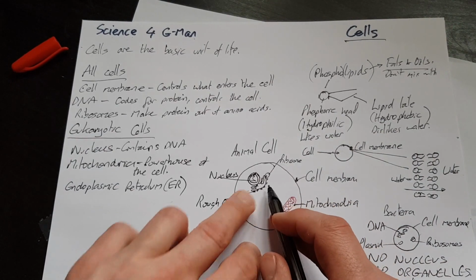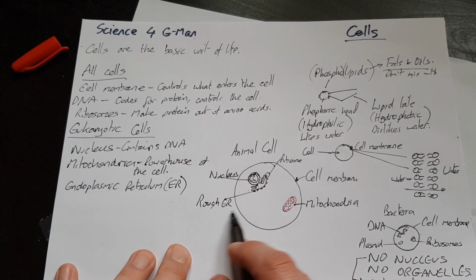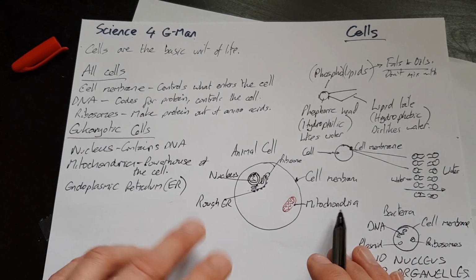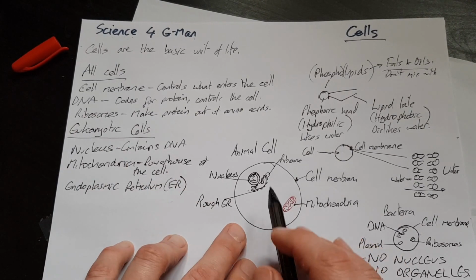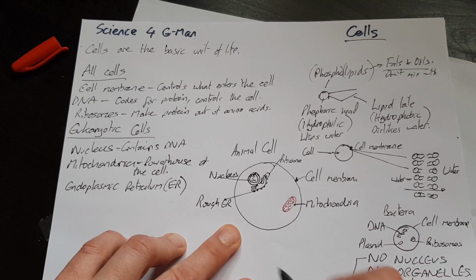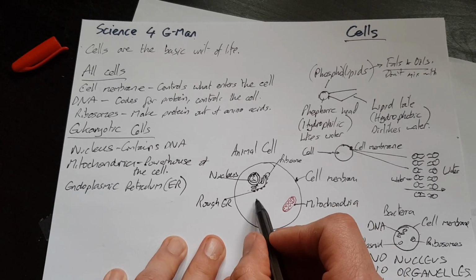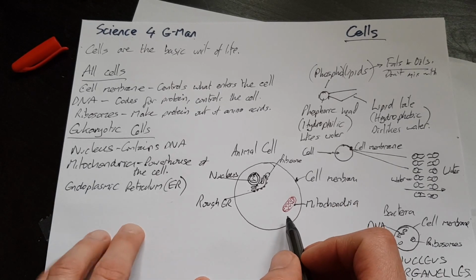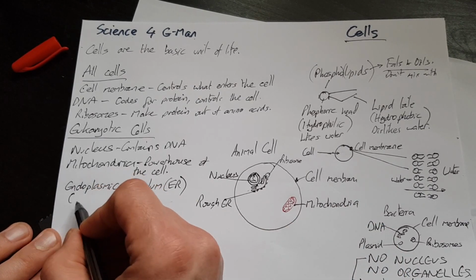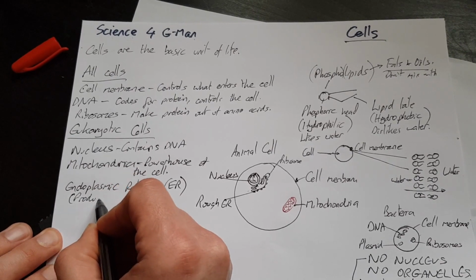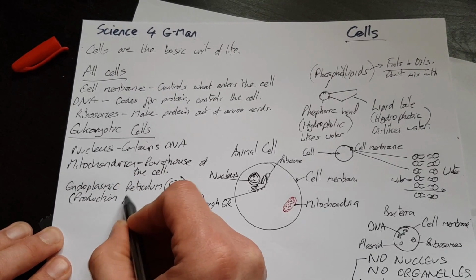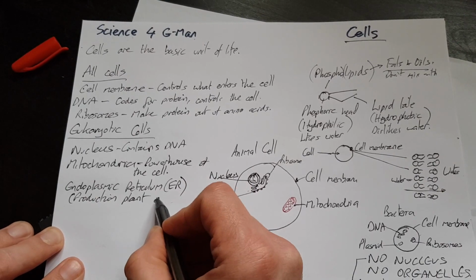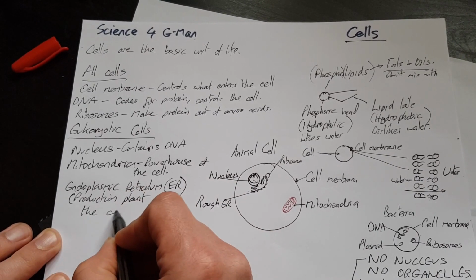And the thing is, this takes your chemicals from inside your cell and it produces the things that you need. We also have a second production plant. So these are like the production plant of the cell.